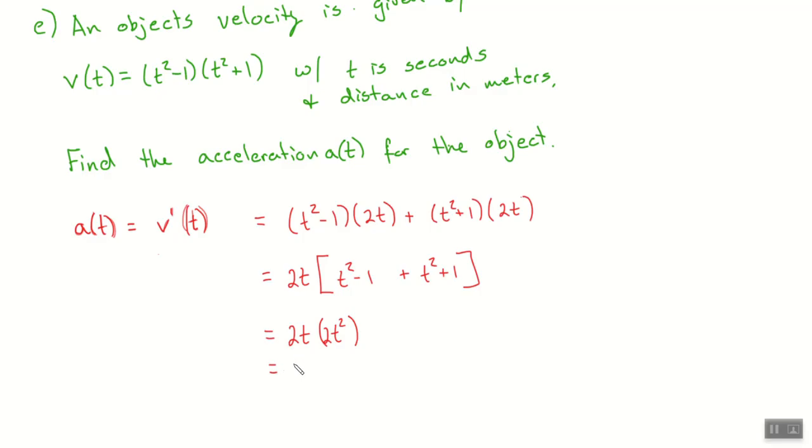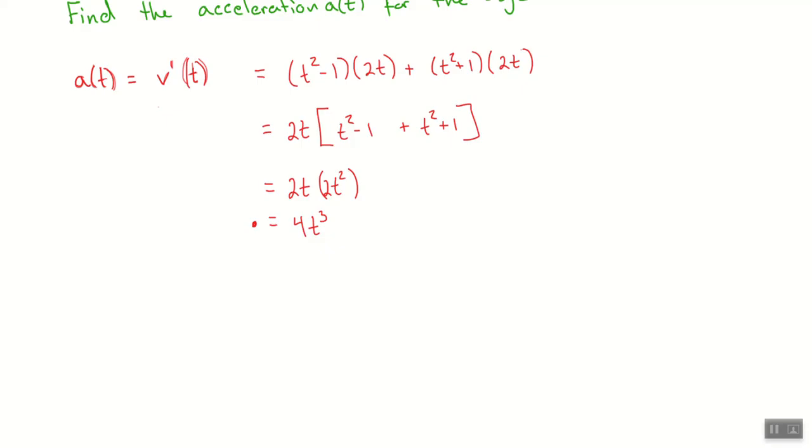Simplest way we can write this acceleration? 4t cubed. 2t times 2t squared, sorry, 4t cubed. Okay. Everybody all right with that? Okay. Last, this, you can write it down if you want.